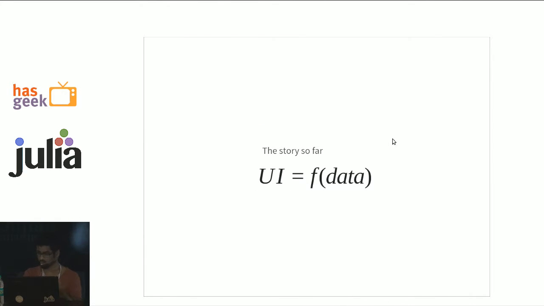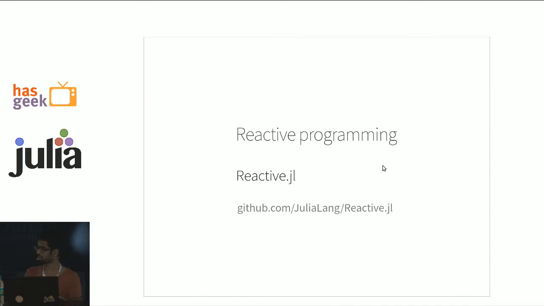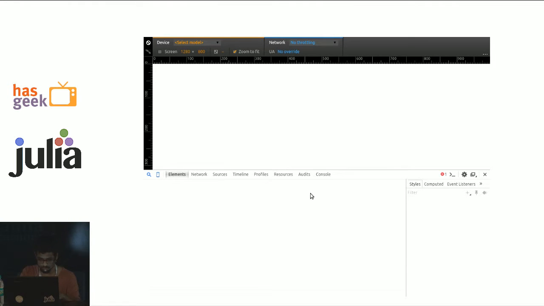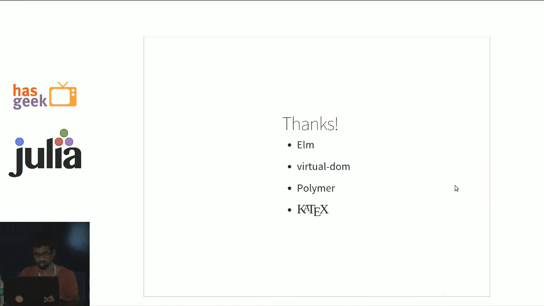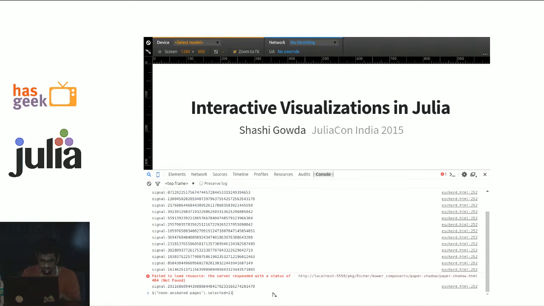And finally, interactivity. How do you do interactive stuff in Escher? We use this thing called reactive programming. There's a package called Reactive.jl which was written to write Interact, actually. It's a very general package which lets you deal with values that vary over time, right? So you can have UIs that vary over time. These things happen.